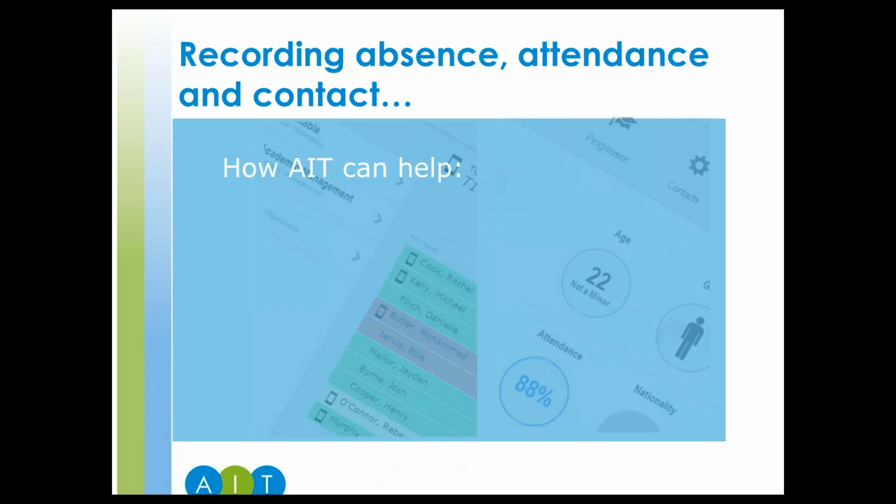So there are many electronic register solutions available. However, we believe that our cloud-based attendance and engagement monitoring solution offers some key differences.